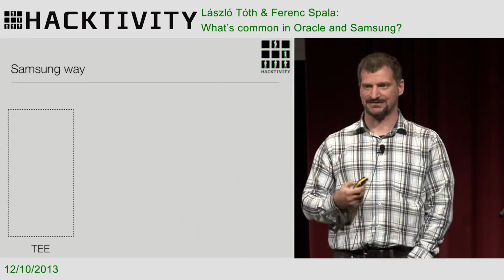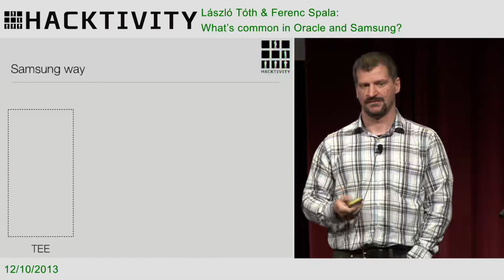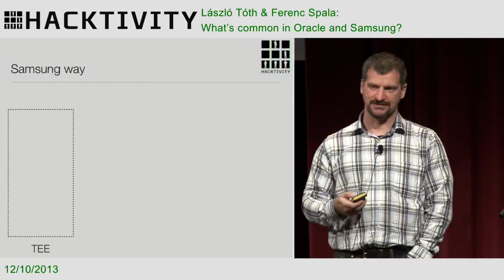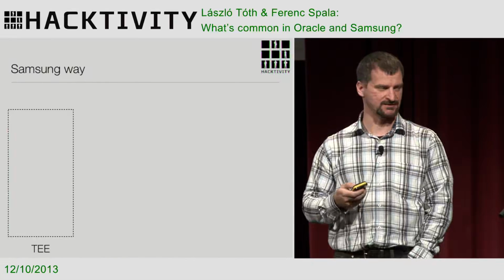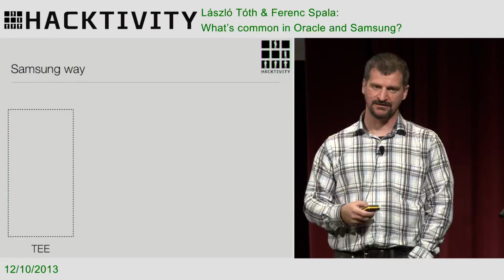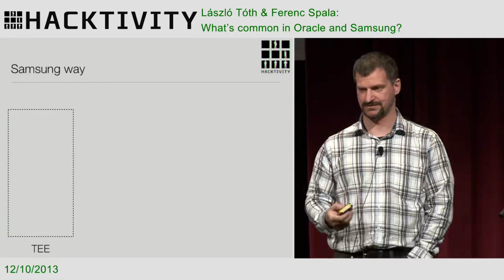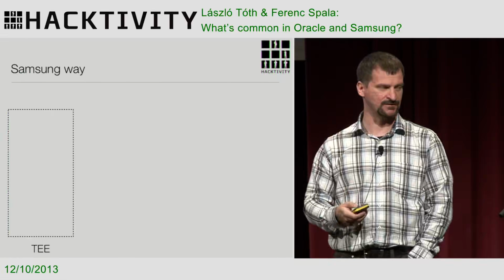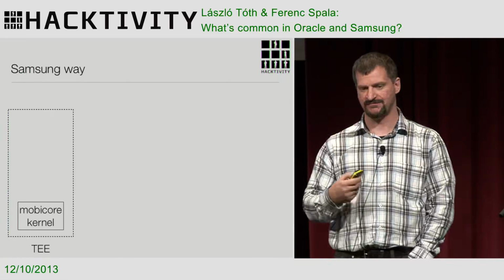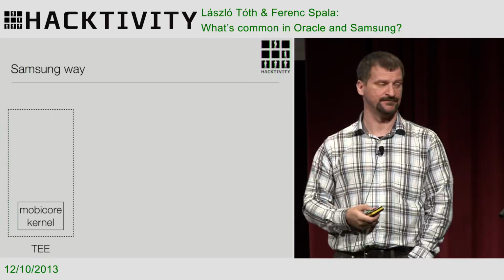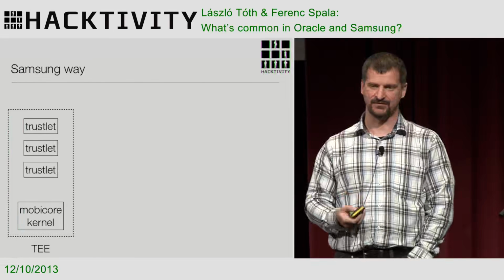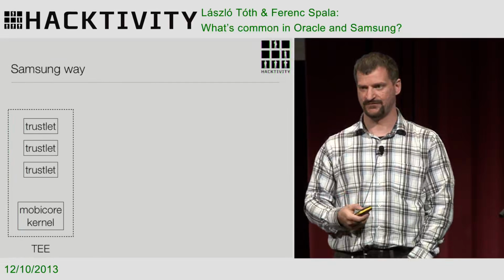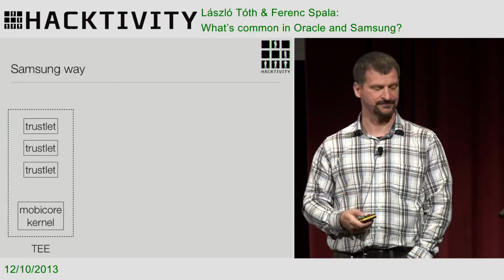ARM introduced TrustZone into its CPUs, a trusted execution environment. As a rough definition, it is a hardware-separated execution environment, separated and protected from the normal mode calls. On Samsung phones, there is a kernel called Mobicore in this environment, which was developed by a German company called G&D. You can have trustlets above this kernel for a specific purpose. On the S4, one of them is used for disk encryption.